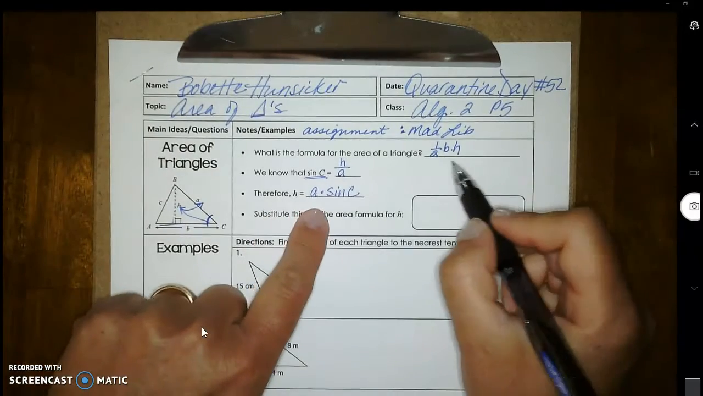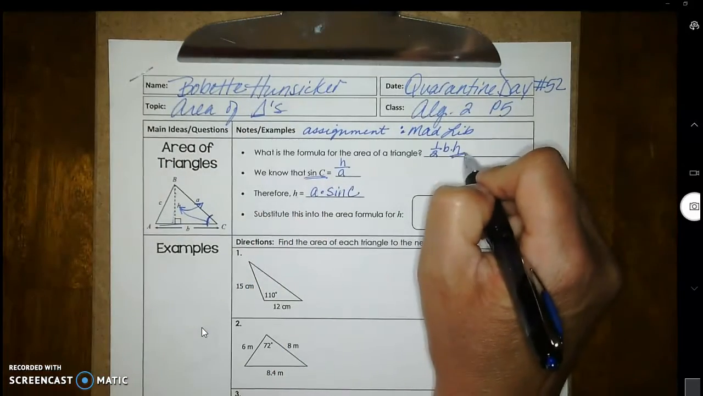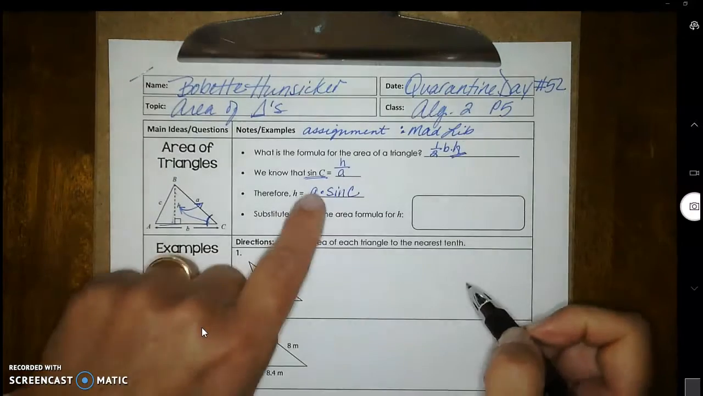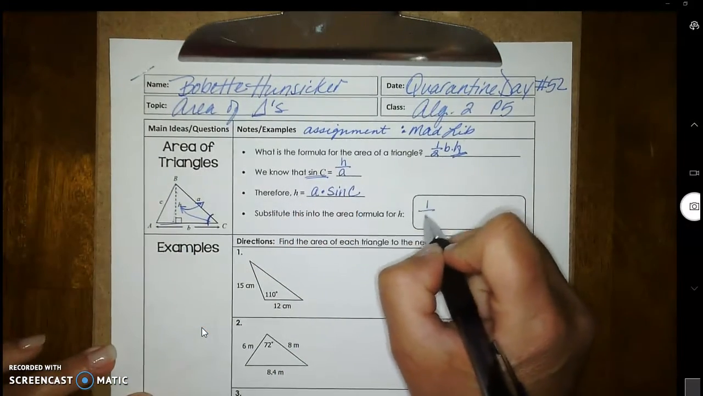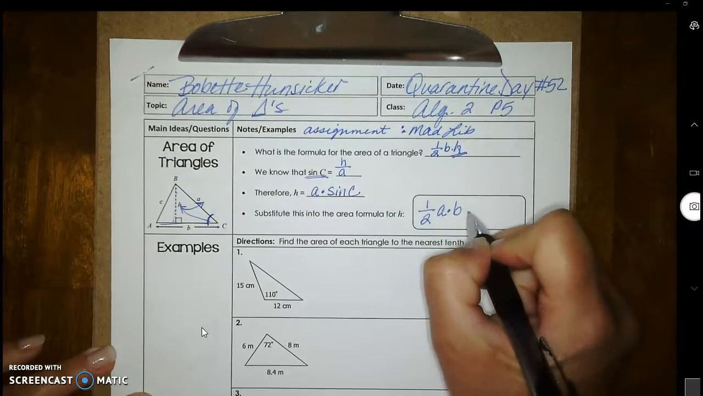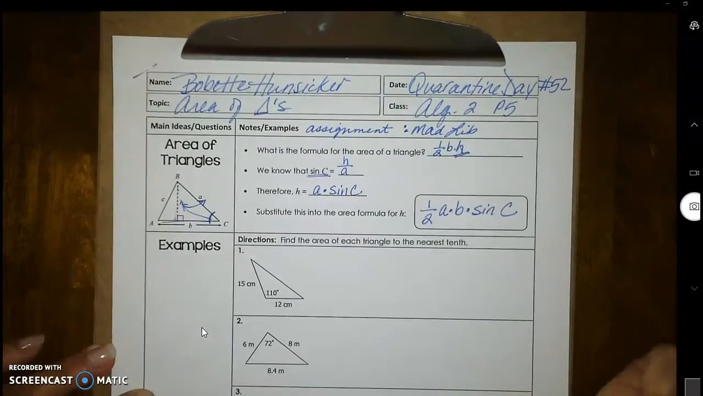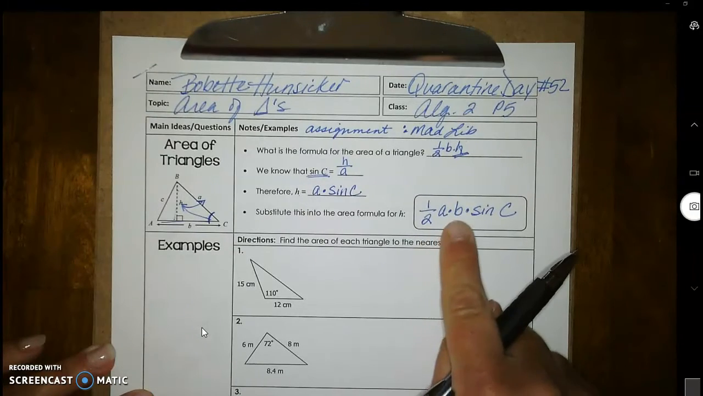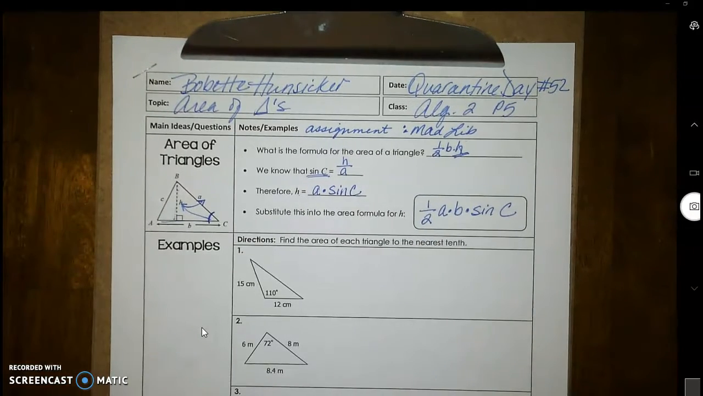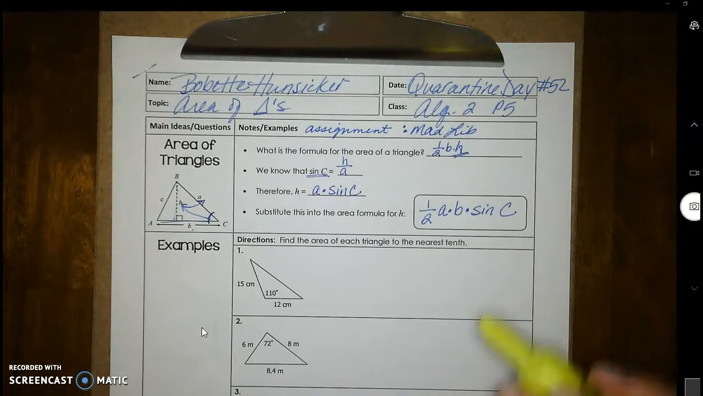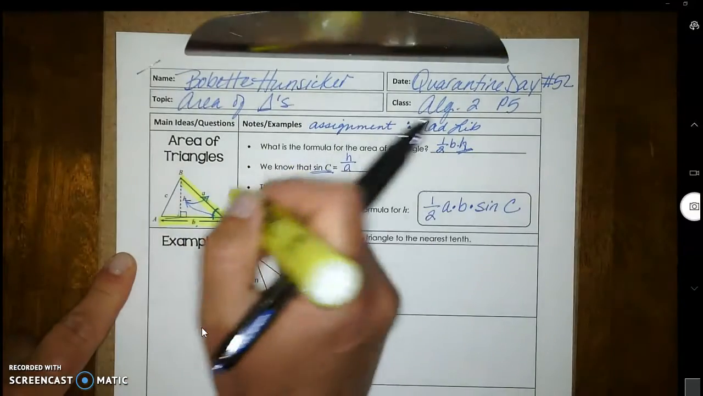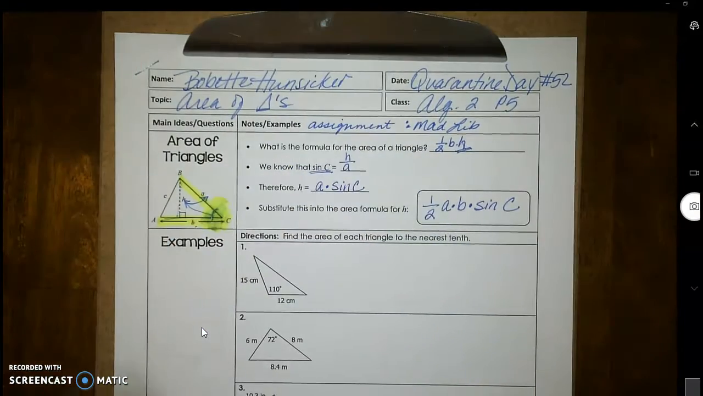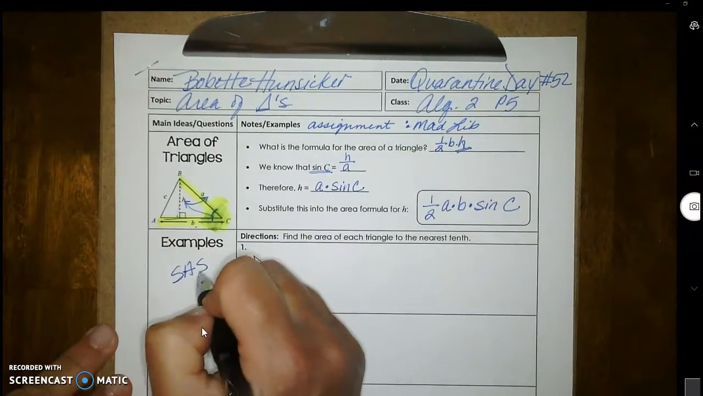And what I can do is I can come up here to my area formula and I can substitute that in. So I'm going to take my H out and I'm going to put in A sine of C. I am going to write, though, A first. So you do 1/2 times A times B times the sine of C. Basically, if we go look at our triangle, you're given 2 sides, side A, side B, and then the angle C that is in between it. So this works when you have side, angle, side.